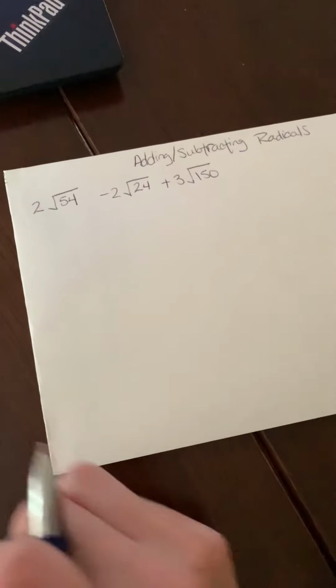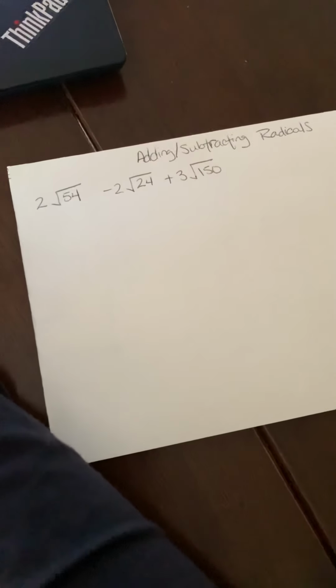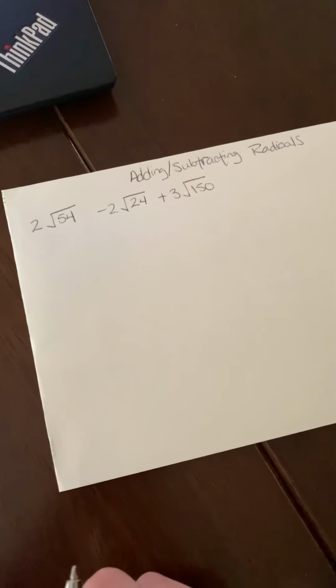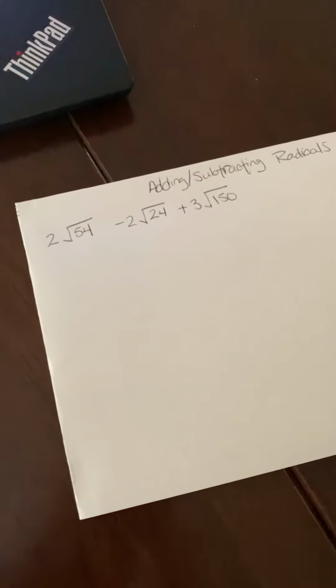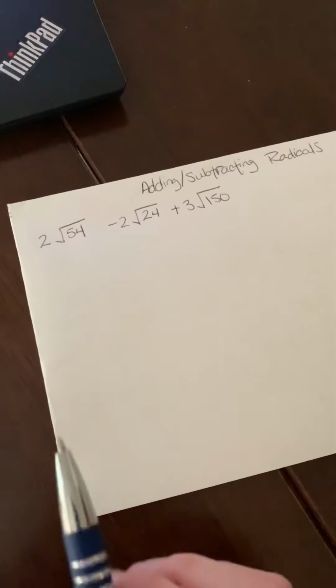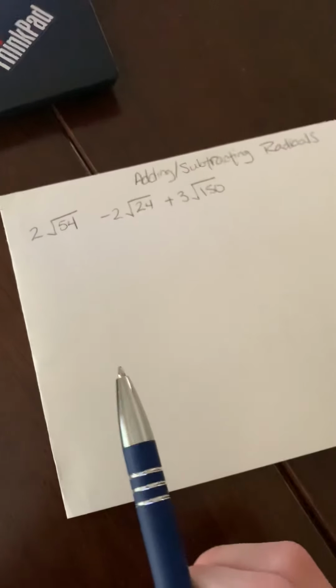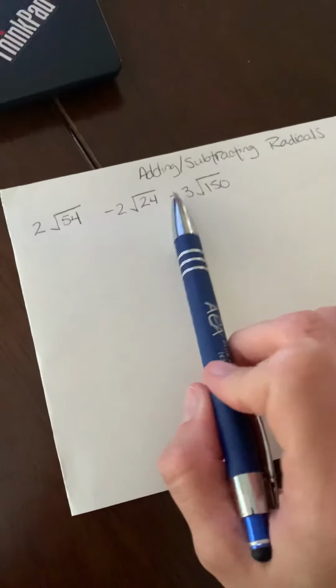Adding and subtracting radical expressions. We are going to start with the problem of 2 square root of 54 minus 2 square root of 24 plus 3 square root of 150. Right now we can't add or subtract the radicals because the number underneath is different on each radical. So we need to take each problem individually and simplify it.